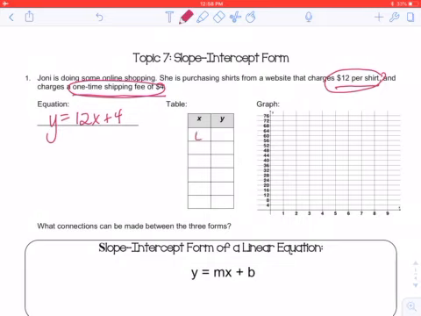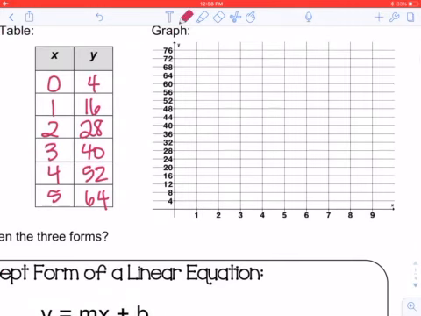If she bought 0 shirts, but still paid shipping, she'd pay $4, right? That'd be kind of silly, but let's pretend. She still wants the box or something. If she bought 1 shirt, that would be $12 plus the 4 shipping would be $16 altogether. If she bought 2 shirts, that'd be $24 plus the extra 4 would be $28. Most of y'all can see this pattern and continue it down the table. So now let's put these on our graph.